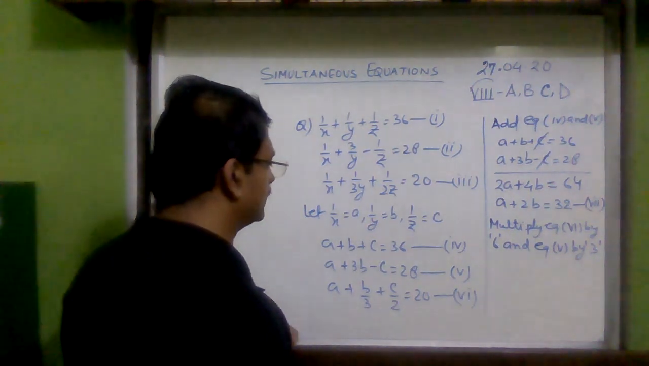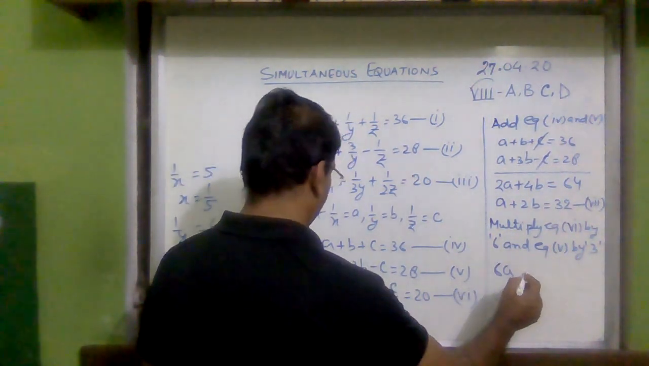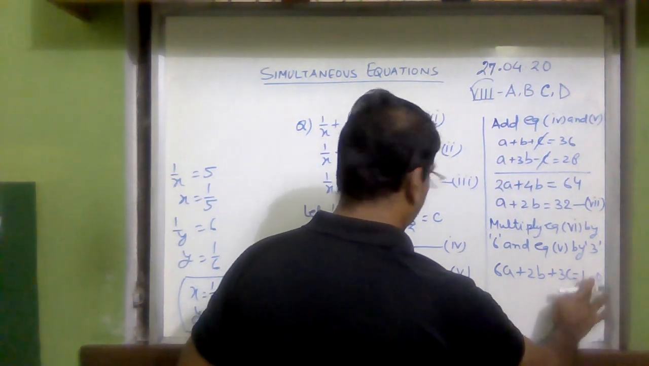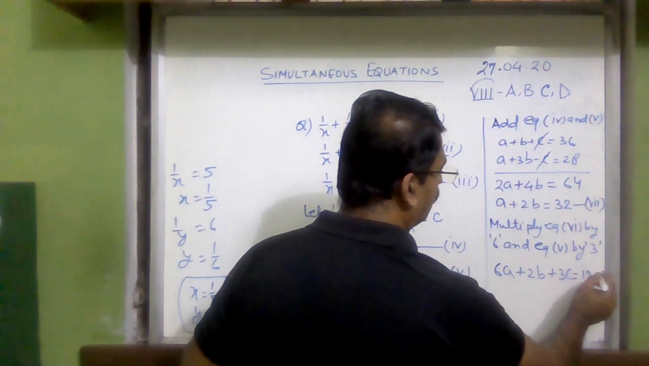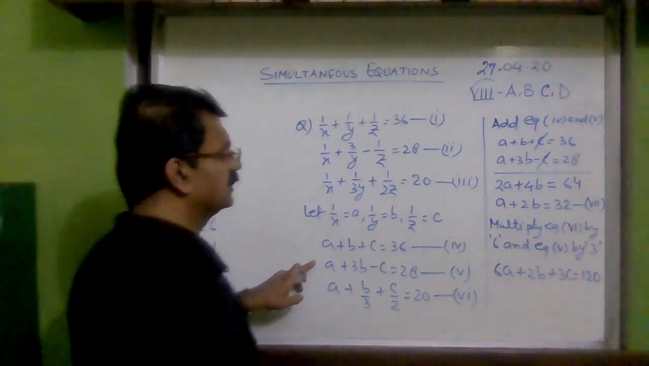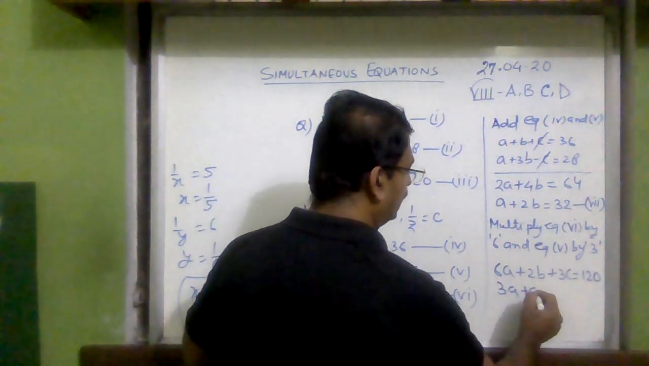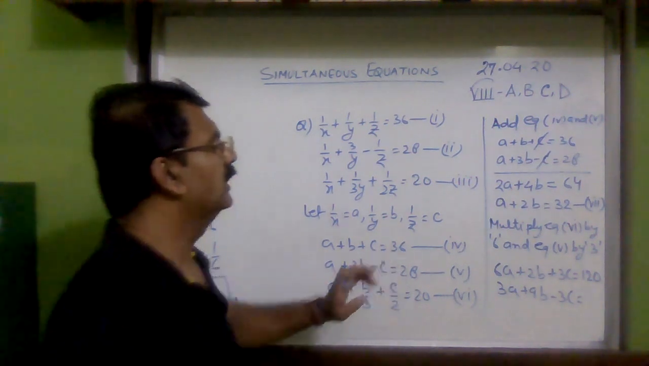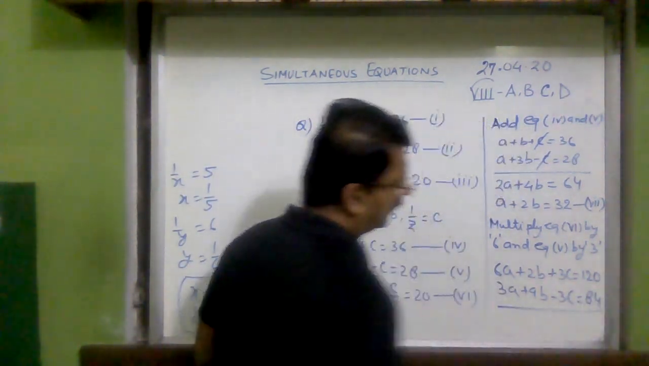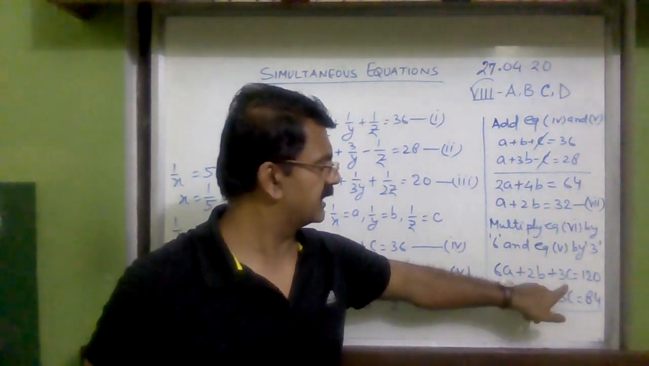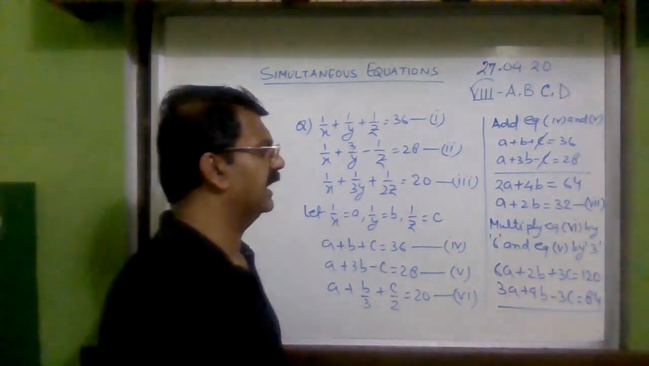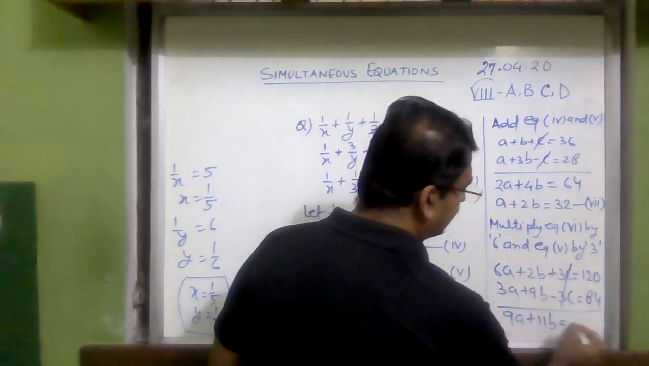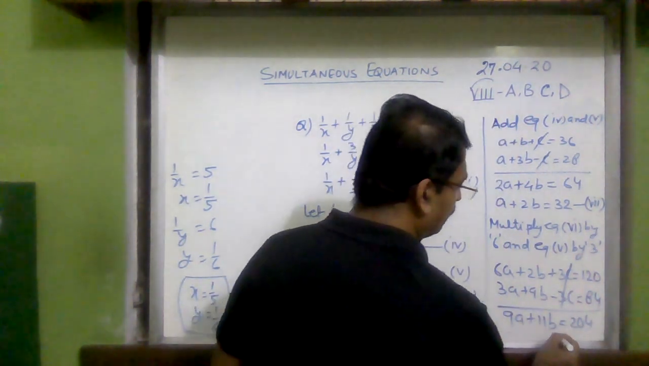Now see, when we multiply equation 6 by 6, it will be 6a plus 2b plus 3c is equal to 120. 20 into 6 will be 120. And now you have to multiply equation 5 by 3. So it will be 3a plus 9b minus 3c is equal to 28 into 3, which gives you 84. Now you can see the coefficient of c in both the equations is the same, and one is positive and one is negative. Simply add them and they cancel. 6a plus 3a gives you 9a plus 11b is equal to 204. This becomes your equation number 8.